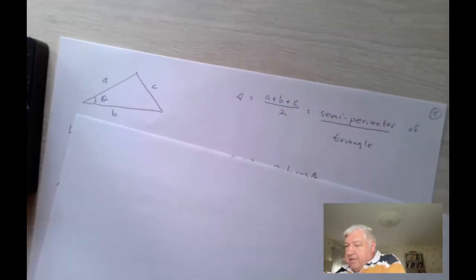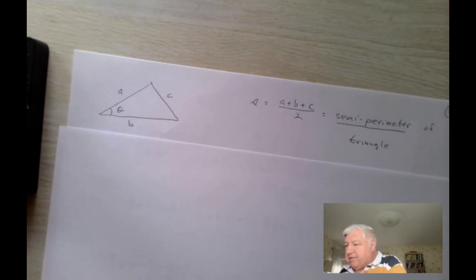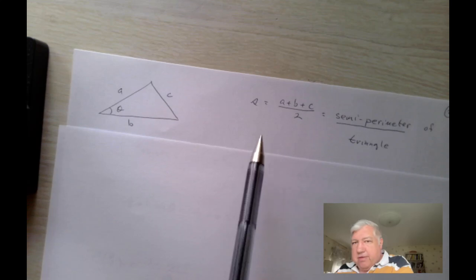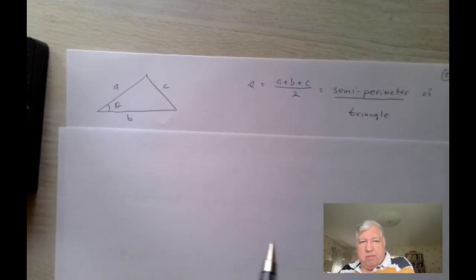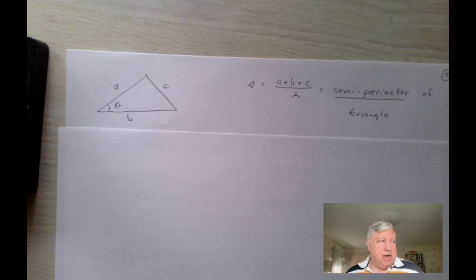All right, here we're given a triangle with sides a, b, and c. And we need this concept of something called a semi-perimeter. The perimeter of a triangle is just the sum of the lengths of all three sides, and the semi-perimeter is half of that. You'll see why we need this concept later on.